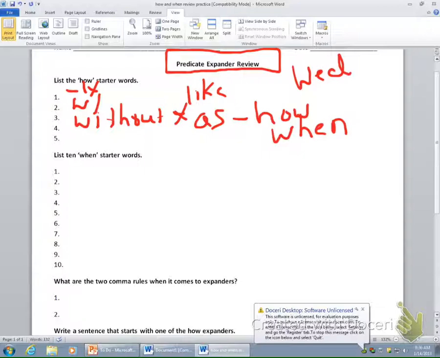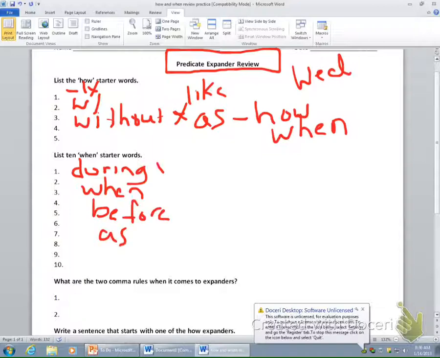However, there are certain ones that I want you to have memorized. Okay, so these are the ones you have to have memorized: during, when, before, and as. So those are the 4. So put an asterisk next to those ones. You have to have those ones memorized.